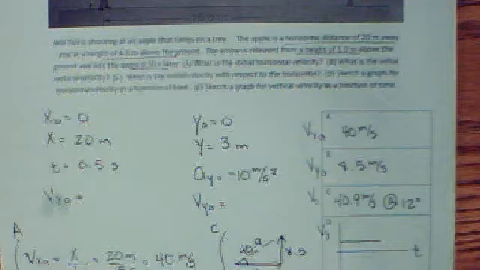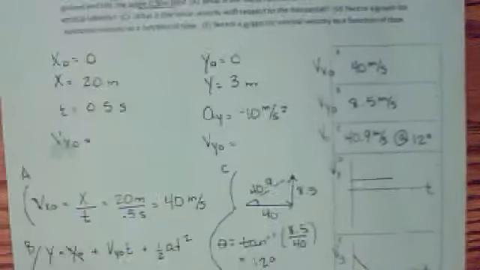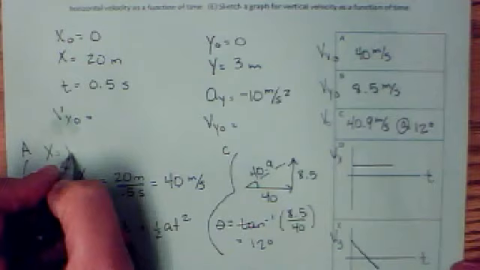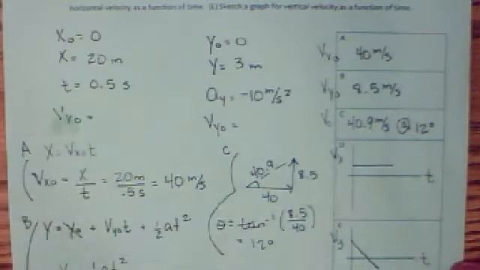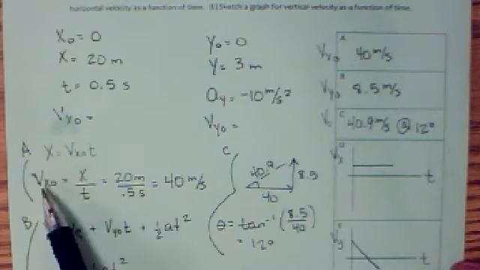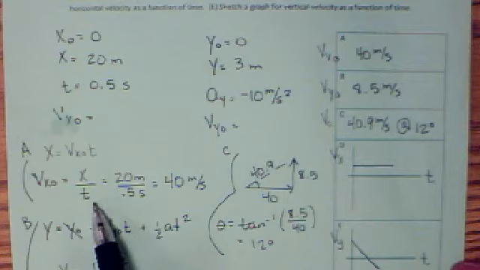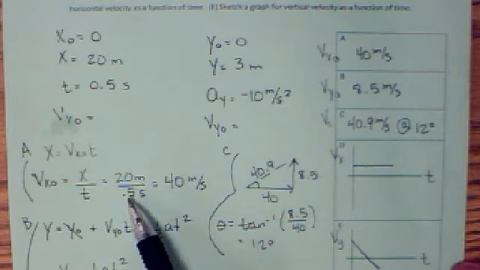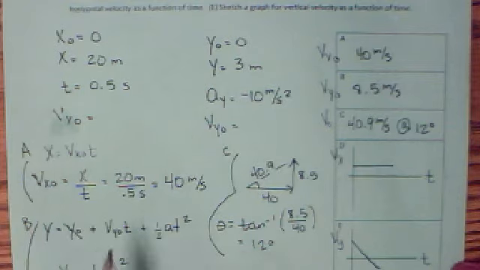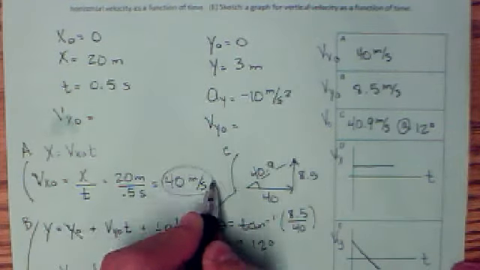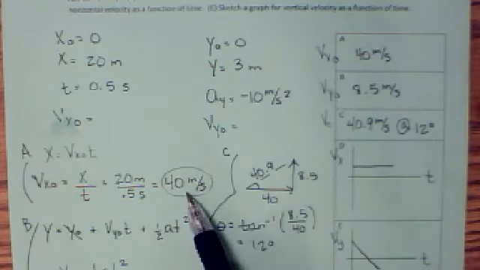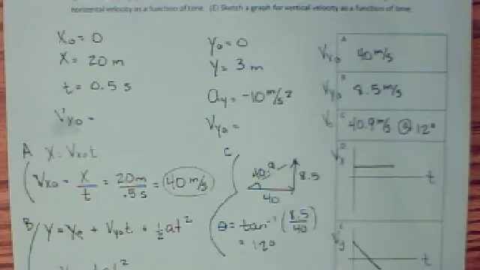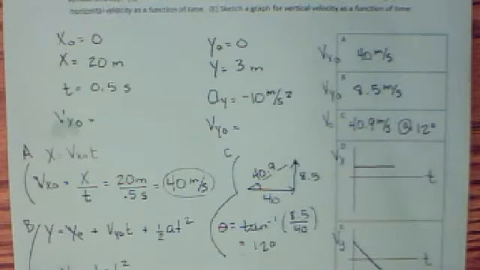Okay? So to get Vx naught, or maybe I should say x is equal to Vx naught times t. If I rearrange this for Vx naught, I get x divided by t. So that's simple enough. I already know x is 20 meters. The time is 0.5 seconds. So Vx naught equals 40 meters per second. And it remains 40 throughout the entire time because there's no horizontal acceleration.